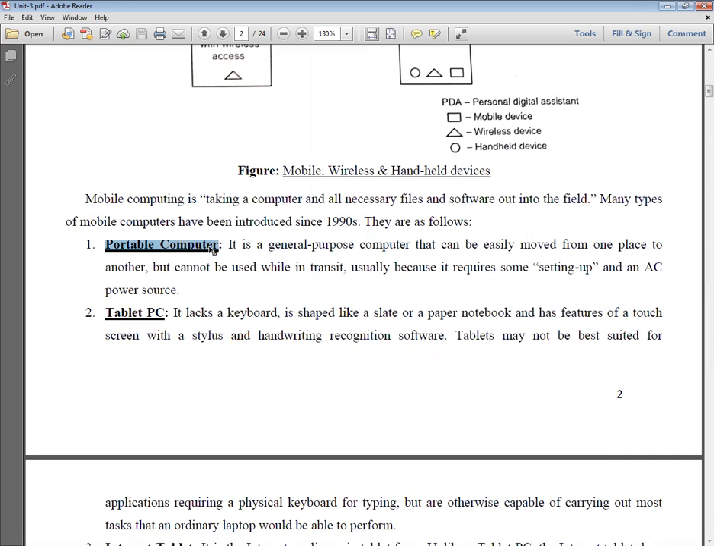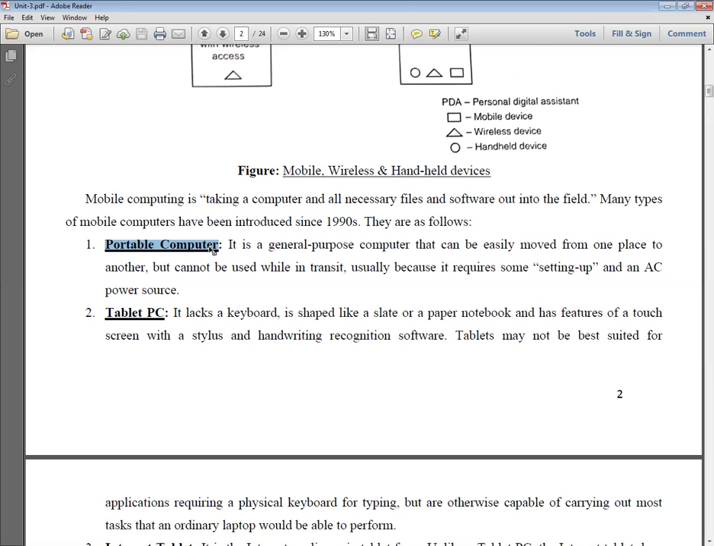The first one is portable computer. So what is a portable computer? Portable in the sense that the particular device can be moved from one position to another position, right? It is called portable. Portable computer అంటే ఏదో ఒక కంప్యూటర్‌ని ఒక ప్లేస్ నుంచి ఇంకో ప్లేస్‌కి మూవ్ చేయగలిగితే ఇట్ ఇస్ కాల్డ్ యాజ్ ఏ పోర్టబుల్ కంప్యూటర్. సో ఏ పోర్టబుల్ కంప్యూటర్ ఈజ్ ఏ జనరల్ పర్పస్ కంప్యూటర్ that can be easily moved from one place to another. We can move that particular computer from one place to another, but it cannot be used while in transit.